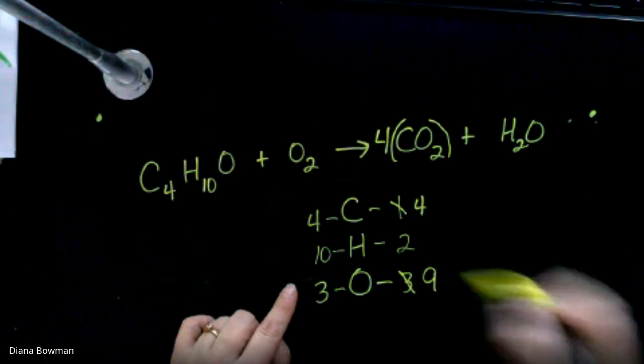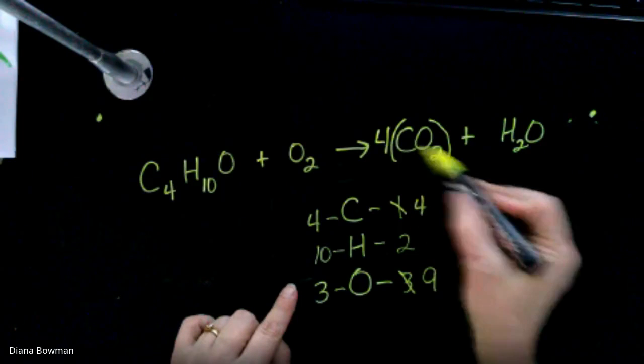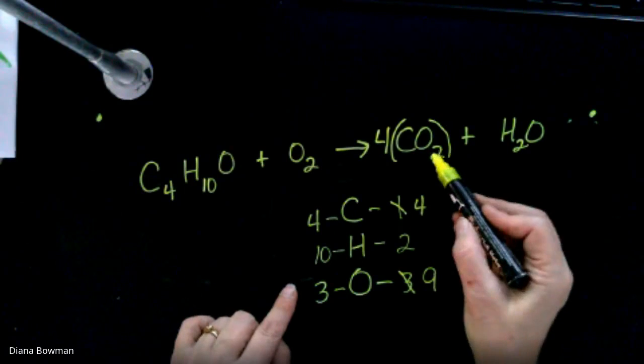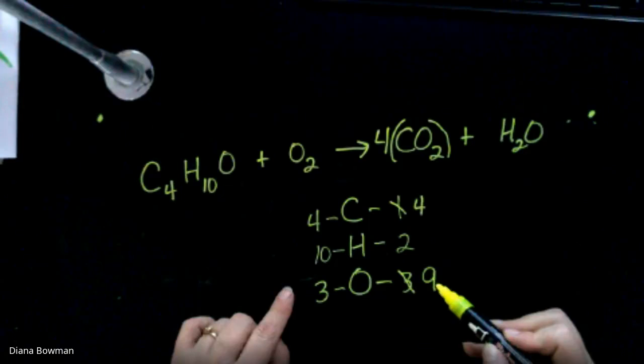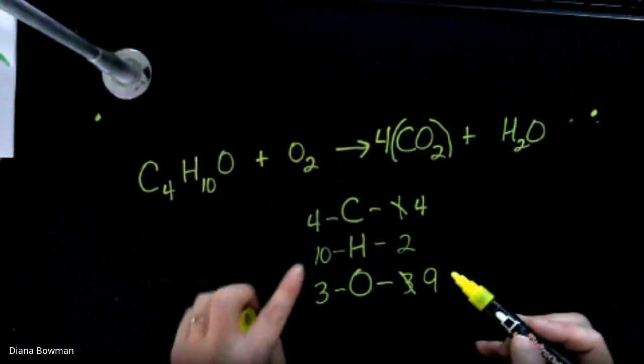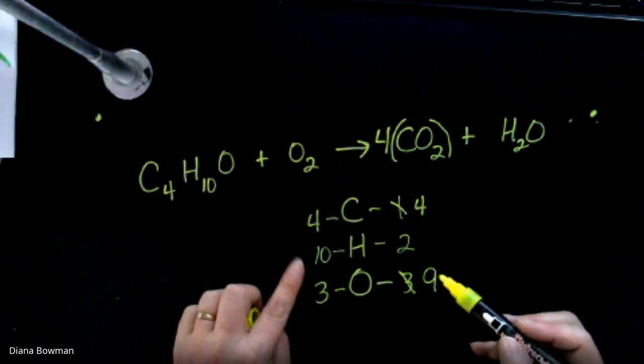That gives me 9 oxygens total. 4 times 2 is 8. There's 8 oxygens plus there's another oxygen over here that I have to keep track of. So that gives me 9. Okay, so we got our carbons balanced. Let's try to go for our hydrogens next.